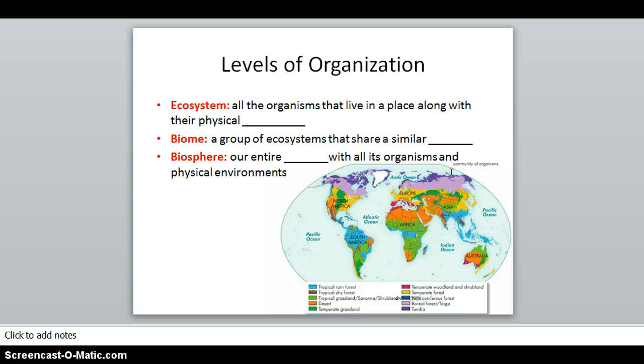And because we have the same climates, you'll also find similar plants and animals that live in the same biomes. So the plants and animals that live in western China are very similar to the things that you find here in the Midwest. Finally, the largest level of organization is the biosphere. It includes our entire planet, along with all the organisms and all the physical environments. Essentially, all the abiotic and biotic factors on Earth.